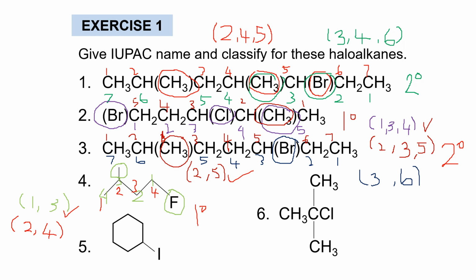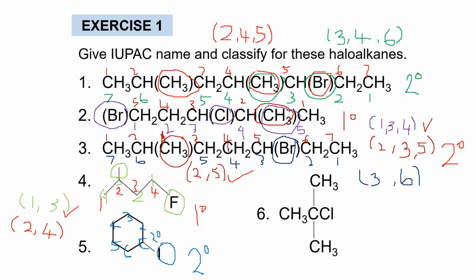Next we go to exercise number 5. Here we have 6 carbons in a cyclic compound, so it will be named cyclohexane. Iodine is bonded to carbon number 1, so the name is iodocyclohexane. This carbon is a secondary carbon, so the class of compound is secondary haloalkane.